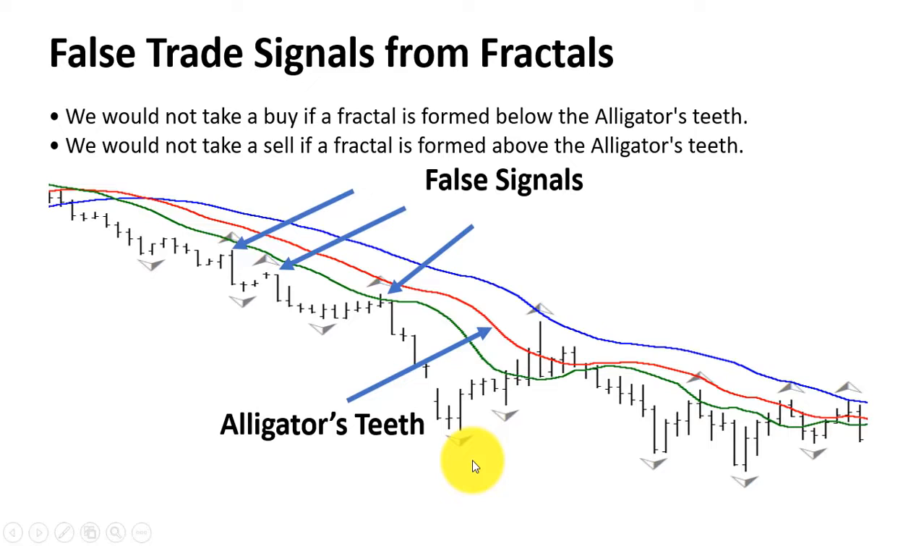Now let's look at false signals. Will all the signals generated be correct? No, of course not. There will be false signals, and you have to be aware of them. We will not take a buy if the fractal is formed below the alligator teeth. Anything below the alligator teeth, we are not trading. Even if you have a buy fractal formed there, if it's below the alligator teeth, the red line, we are not buying. We will ignore it. Similarly, if a sell fractal is formed above the alligator teeth, we are not interested in that either.